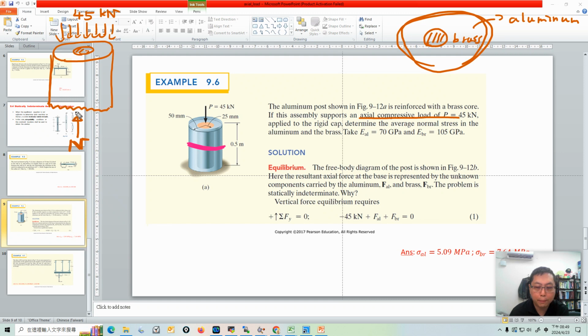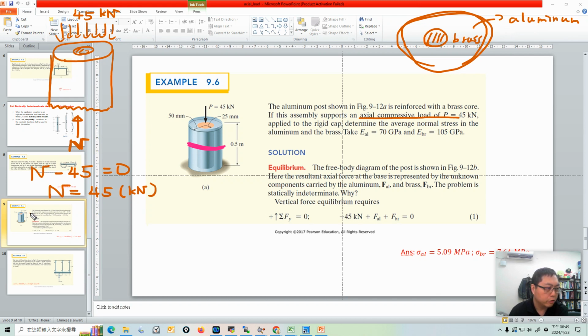If you do the balance equation, we have N pointing up and 45 kilonewtons pointing down equal to 0. So we already know the internal normal force is 45 kilonewtons, pointing up. But be careful: the overall internal normal force is also 45 kilonewtons, but the brass and aluminum share the normal force. So this normal force is contributed by two materials, the core part and the shell part.